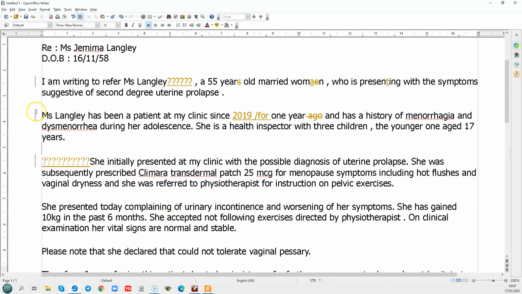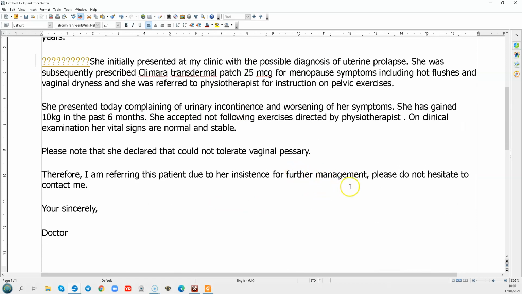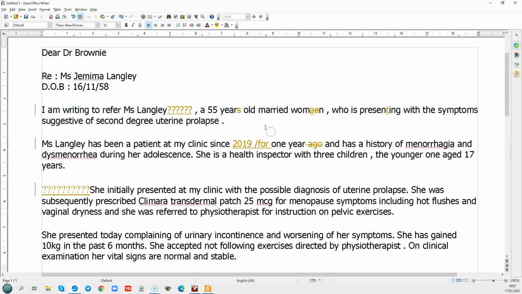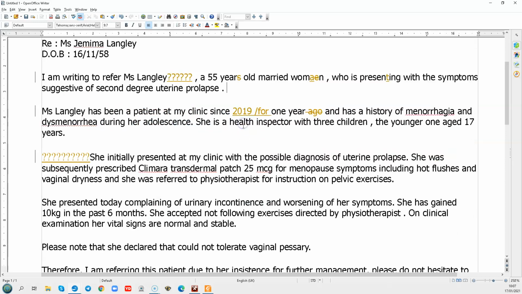And we don't even need this anyway. Why does it matter that she's been a patient for a year? We don't actually need this. I would have writing to request further management assessment of Mrs. Langley, whose signs and symptoms are suggestive of blah blah blah. Okay? Then put a date. Tell me what happened. Patient presented. You discovered. You took some action. That's usually what happens in a visit.